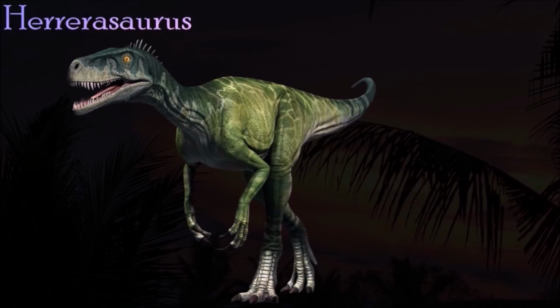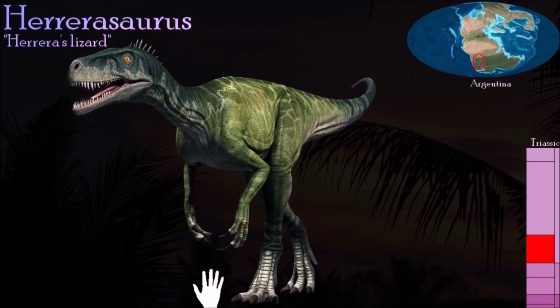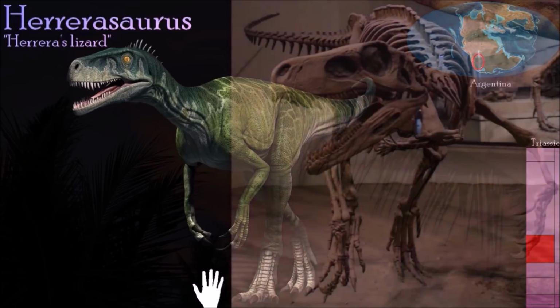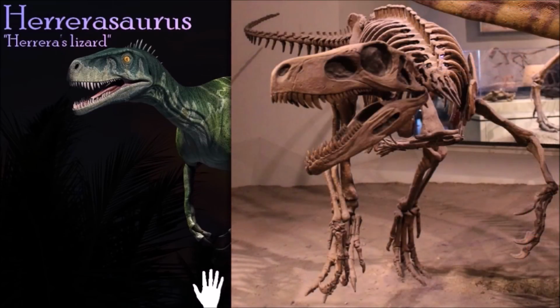Herrerasaurus is one of the oldest, most primitive dinosaurs yet discovered. This small predator lived about 228 million years ago and shared its ecosystem with an array of primitive reptiles that would eventually be supplanted by the dinosaurs.